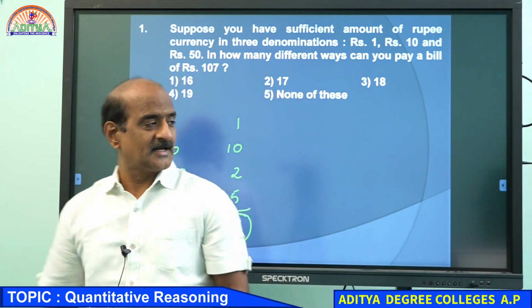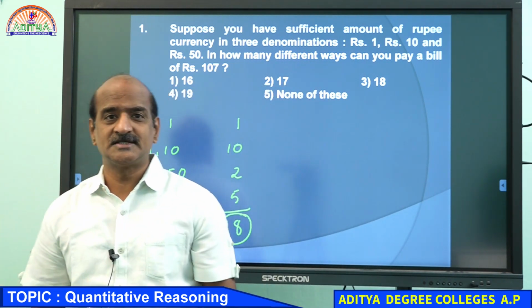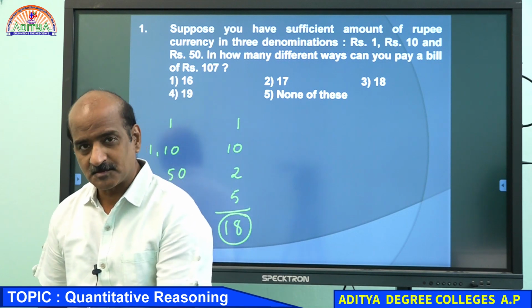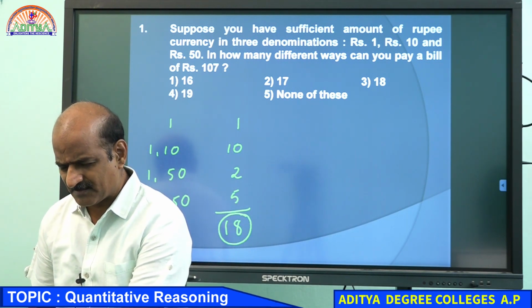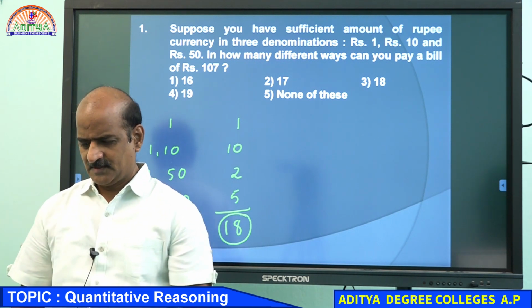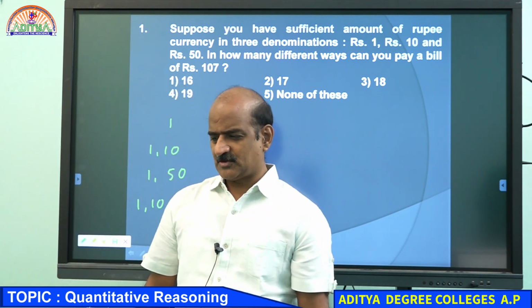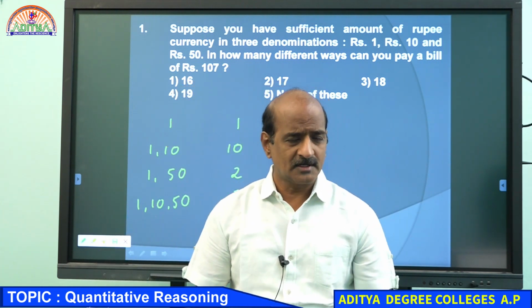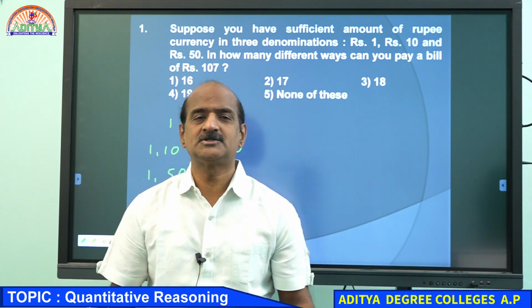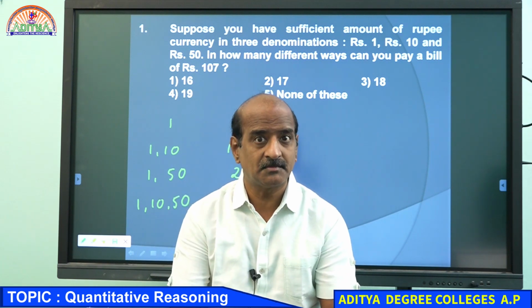Your answer is 18. Most of you put only 16 initially, and later some of you said 17 as well, but your correct answer is 18. Yes, students, so this is your answer. This is a very interesting question. Not really complicated, but what happens is, in a hurry, we miss some of the possibilities.